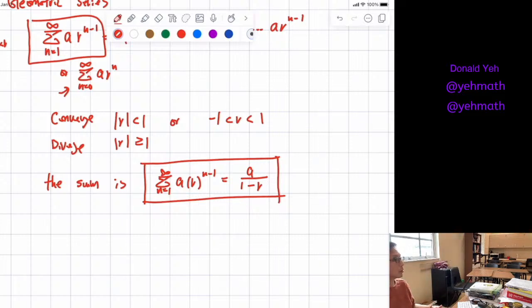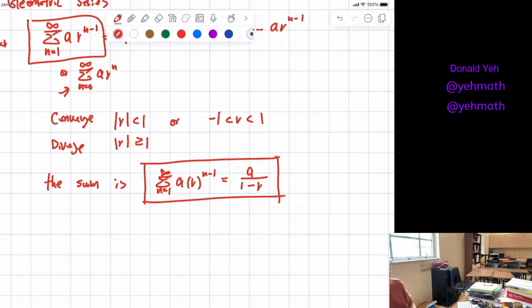So if you have r is 0.99, the number is going to become smaller and smaller and smaller. Then it's always going to converge. Does that make sense? Does that make sense?